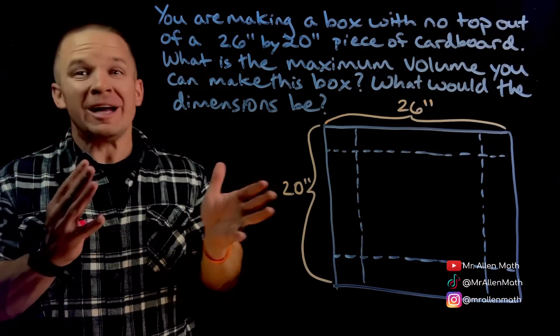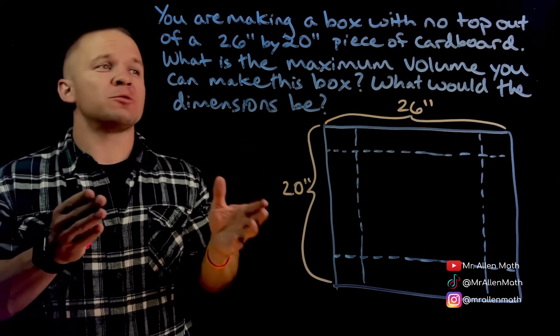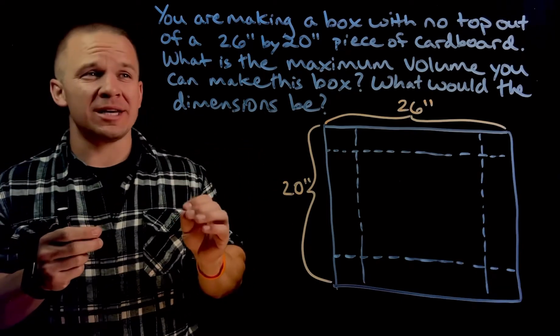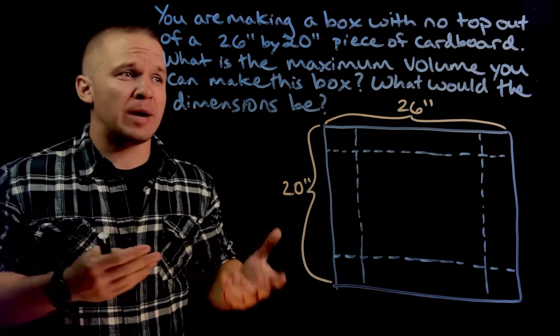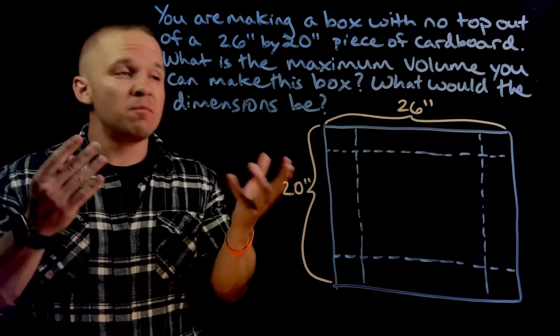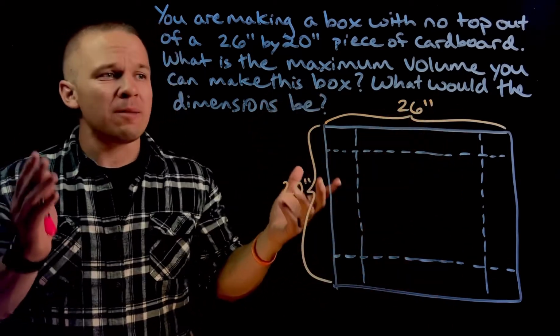We got ourselves a crazy mathematical modeling problem here. We are making a box with no top out of a 26-inch by 20-inch piece of cardboard. What is the maximum volume you can make this box, and what would the dimensions be? All right, so what the heck's going on here? We have this piece of cardboard that is 20 by 26.